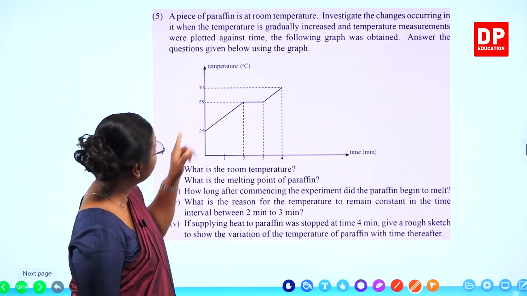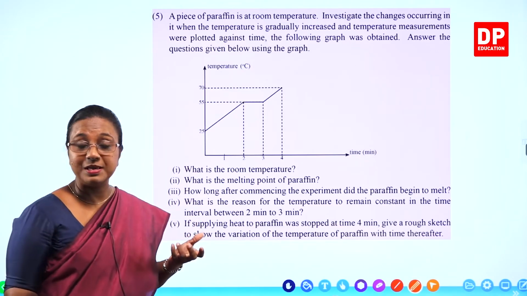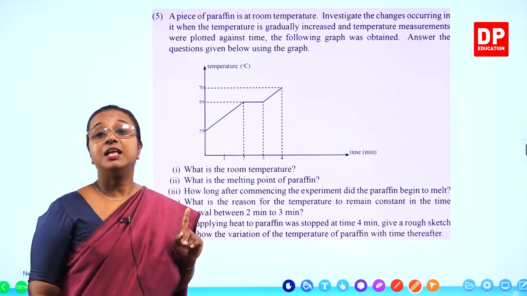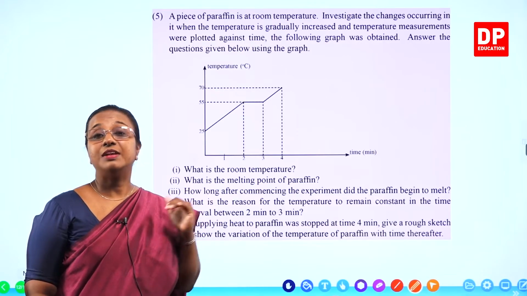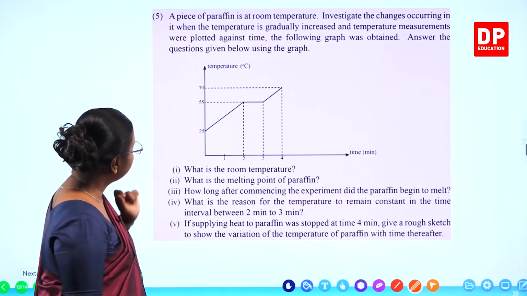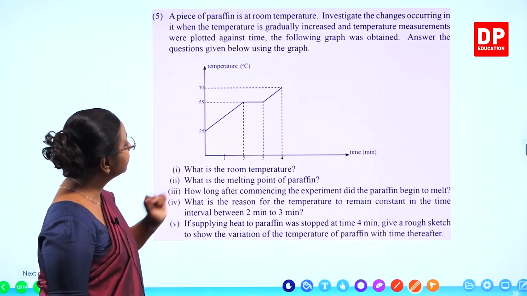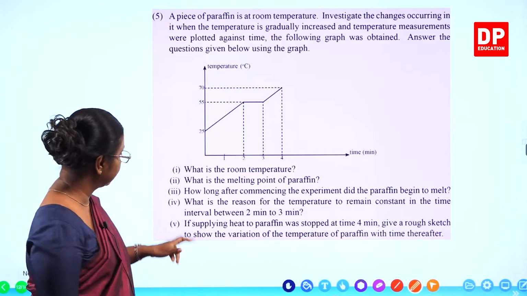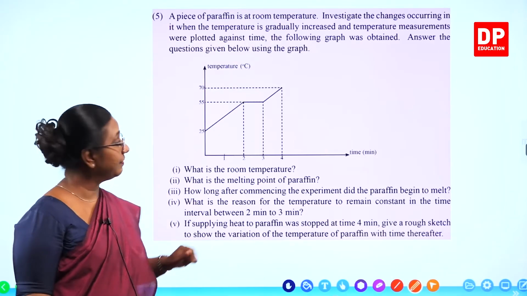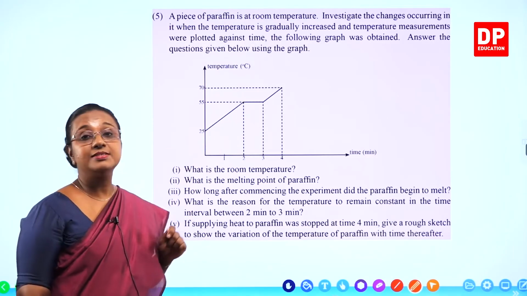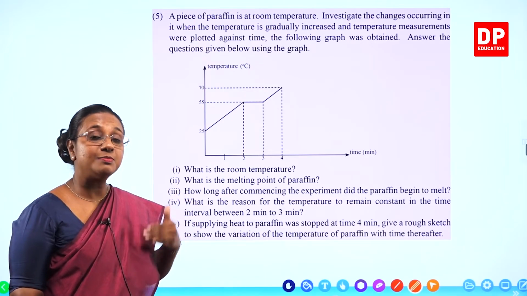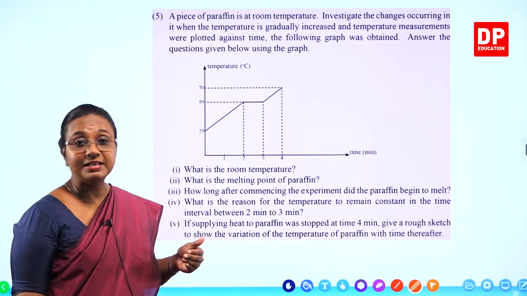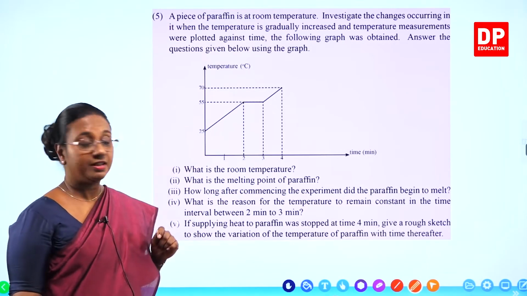So it was paraffin at room temperature. When they say piece of paraffin, it is solid. Here the solid becomes liquid and thereafter the temperature of the liquid increases. If we look at the questions, what is the room temperature? It can be easily read as 25 degrees Celsius. What is the melting point of paraffin? As I told you, there is melting taking place. Solid wax becomes liquid wax or liquid paraffin. That is the melting point, 55 degrees Celsius.